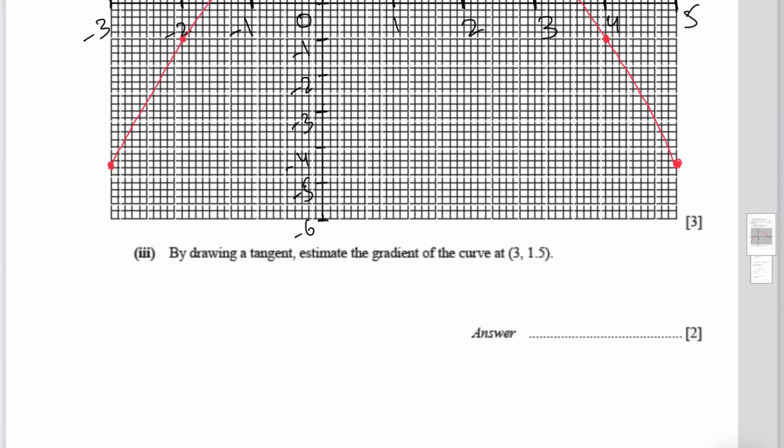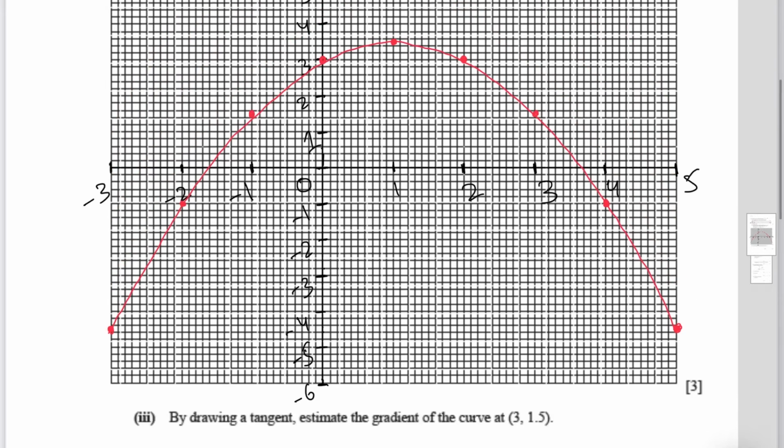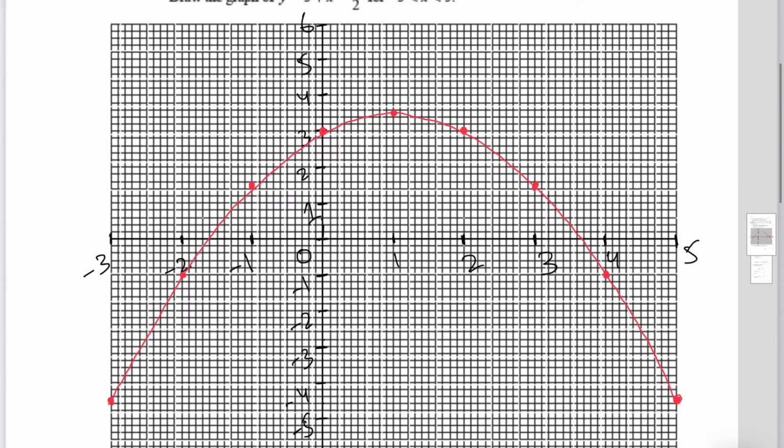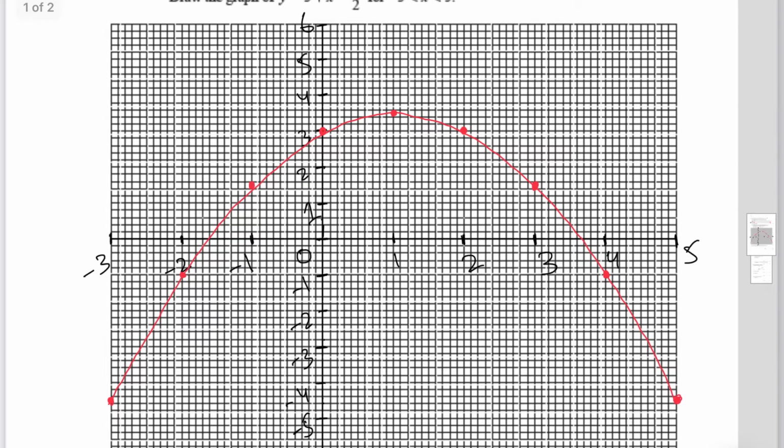The next part says, by drawing a tangent, estimate the gradient of the curve at 3 and 1.5. So they're talking about this point right here. We have to draw a tangent. Let's do that in blue so that it's visible.